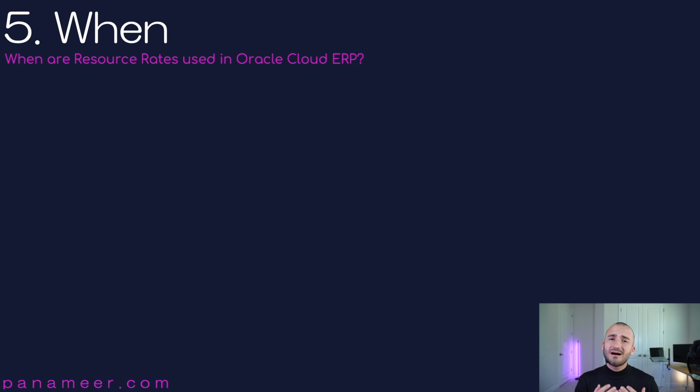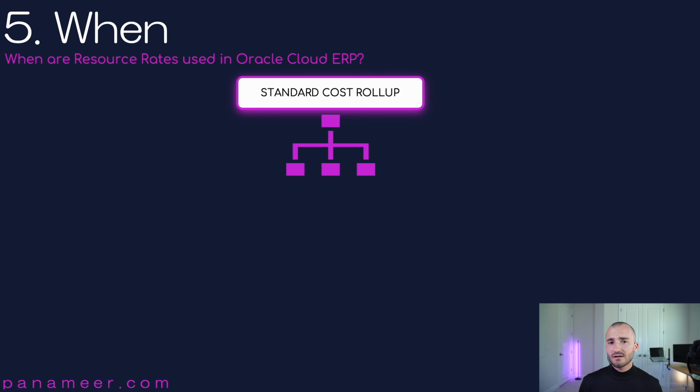Fifth, when are resource rates used in Oracle Cloud ERP? In Oracle Cloud, we have something called the standard cost rollup. As the name says, this comes out of the box only with the standard costing method. There's multiple ways to achieve that though. What it means is just that we take multiple costs and roll them up into one finished good. And this could be, for example, the machines or the people working on a product.